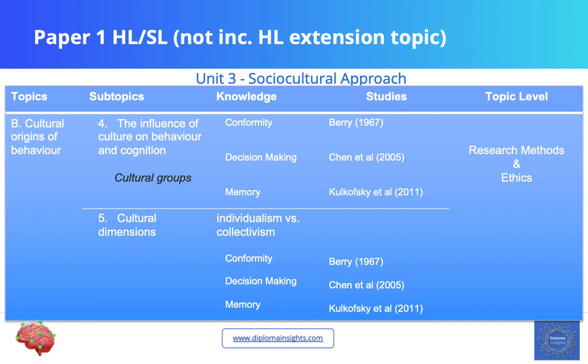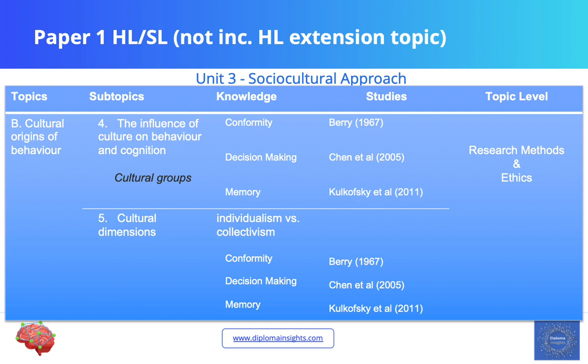The second subtopic, cultural dimensions, is also asking you to think about the cultural origins of behaviour. And for this question, we must focus on Hofstede's concept of cultural dimensions. We don't need to look at all of them. You can just select one. So individualism, collectivism is an example of one cultural dimension.